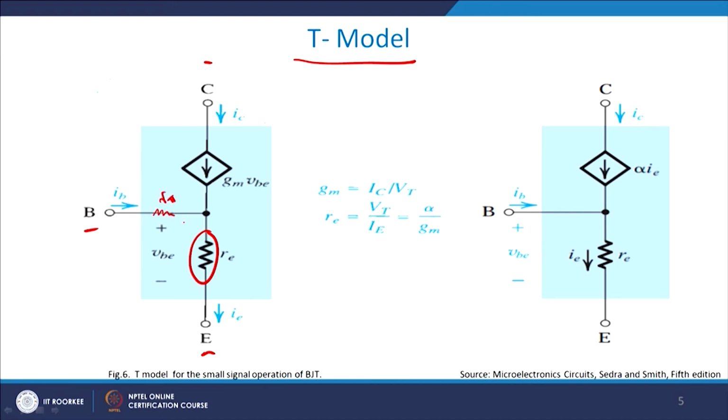You can also have an R pi here, but they will be in parallel. In parallel, it will always be less than the least, remember, and therefore this has been neglected. So R pi and RE will be in parallel. Since they are in parallel, the highest value gets neglected. The highest is nothing but R pi, and therefore R pi is not shown in this diagram. Please understand why R pi is not here: it is so large that it does not play a major role, RE plays a major role.